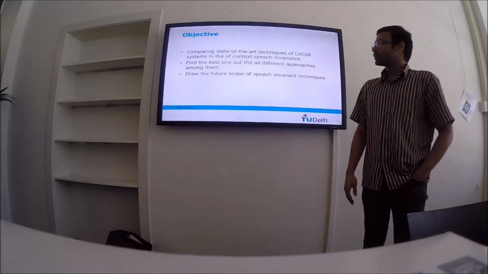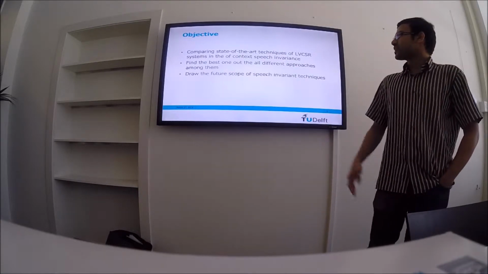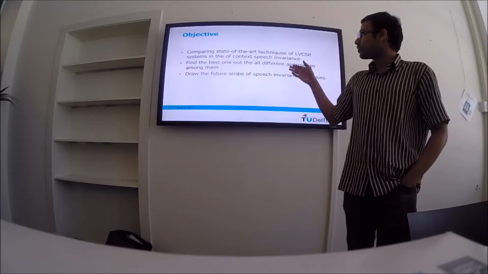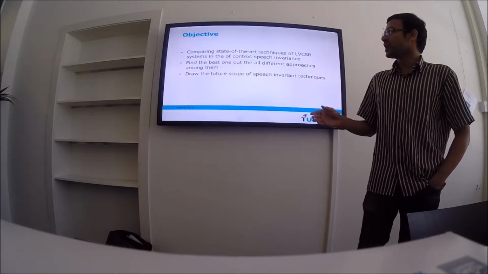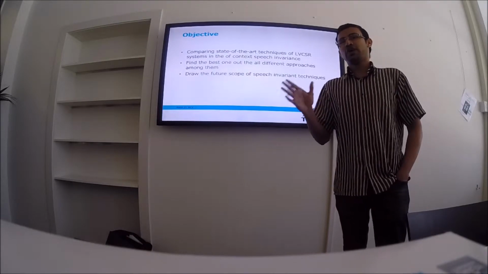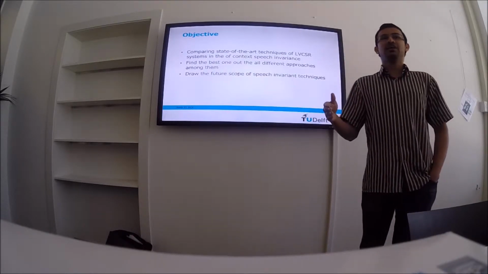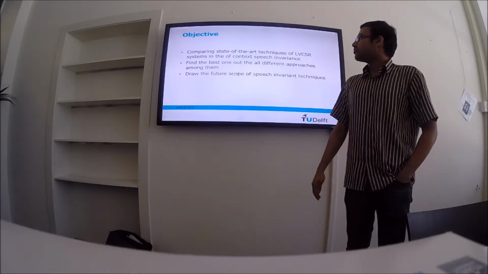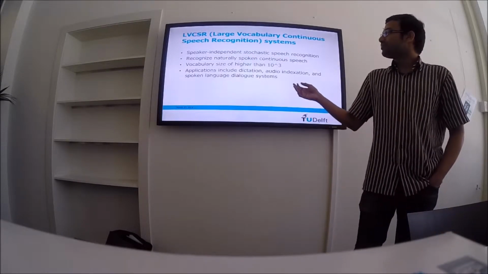So first is the introduction to the LVCSR systems. These LVCSR systems are systems in which the context matters. They have a sort of invariance for that. And then there is the large vocabulary, which is of the range of 10 raised to 3 or more, that is 1K or more is the vocabulary size of those.